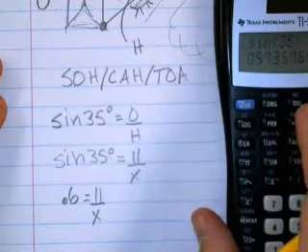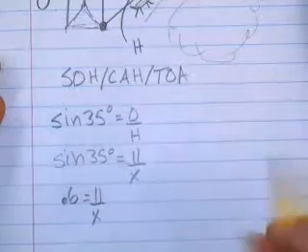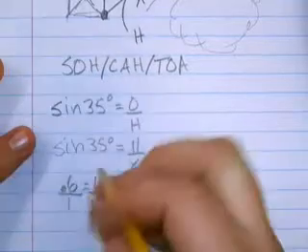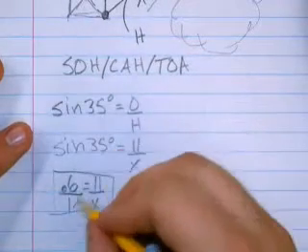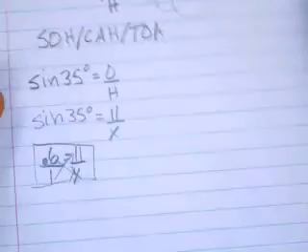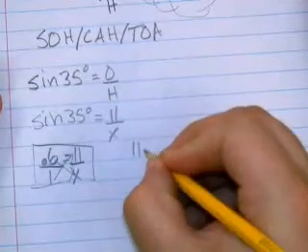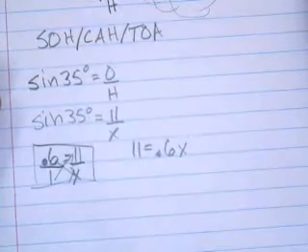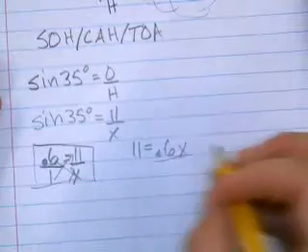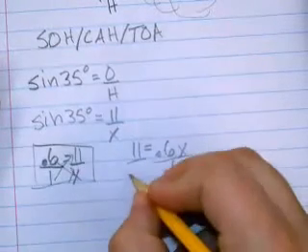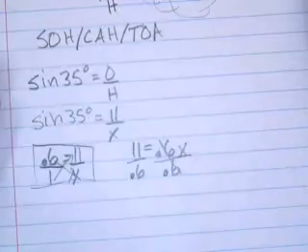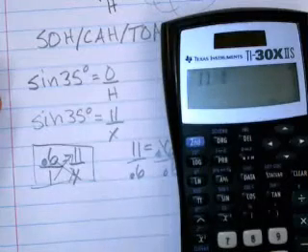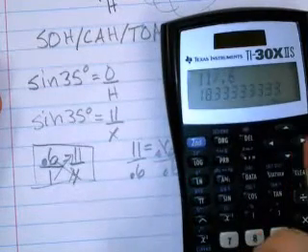Alright, so now, to solve this, you could do some fancy algebra, but let's make it simple. Let's put this over 1. That gives me a proportion. How do I solve my proportion? I cross multiply. So when I cross multiply, I get 11 times 1, which is 11, is equal to 0.6 times x. What do I do to get x by itself? Divide by 0.6, very good, because that's what I want to move away. So I end up with 11 divided by 0.6, which is 18.3 repeating.